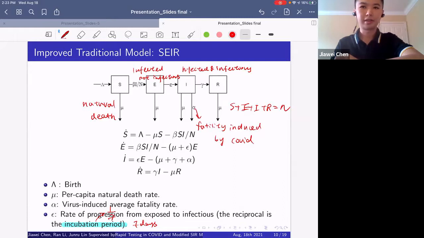And lastly, we have I pointing out to R. That's the same as what we had previously. That's the recovery. Again, we are assuming that patients in the earlier stage, that means in the E compartment, do not skip the I phase and directly go into the R compartment. So here we have accounted for the vital dynamics and the latency period, but we need to incorporate the rapid test into the model as well.